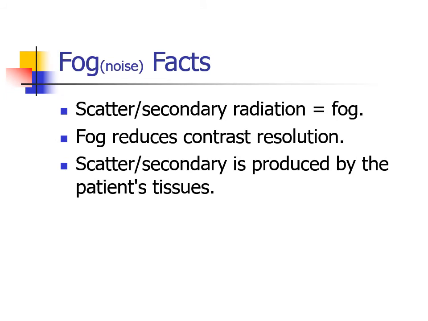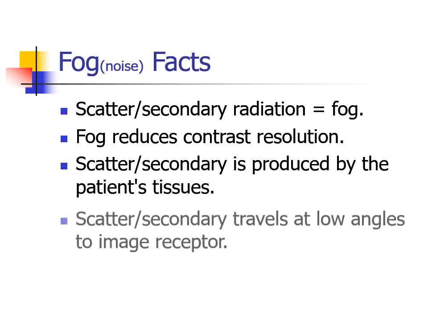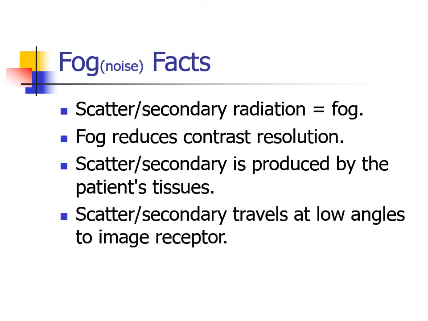It is important to note that scatter originates in the patient's tissues. Since the patient is located close to the imaging plate, a large portion of the scatter tends to travel at a low angle to the image receptor.